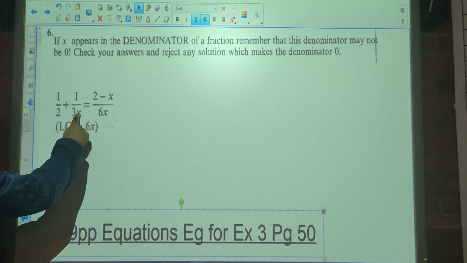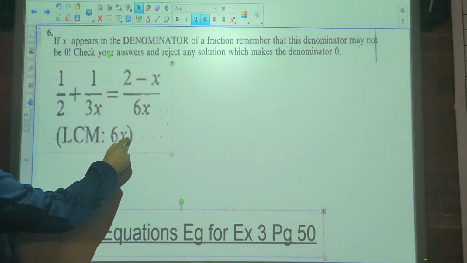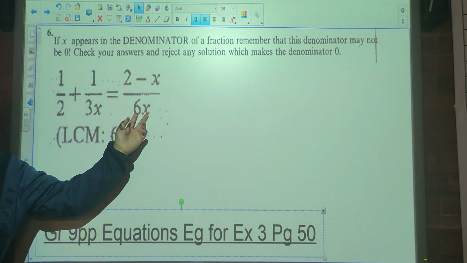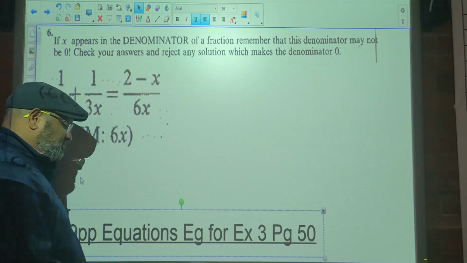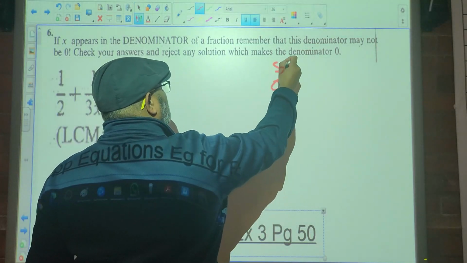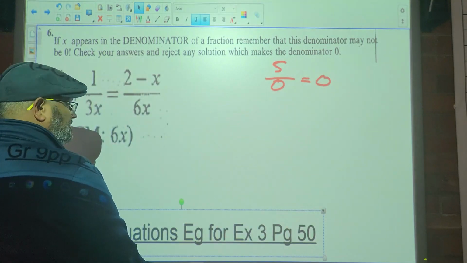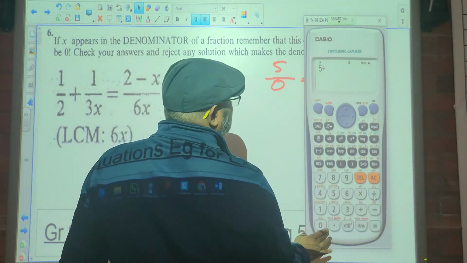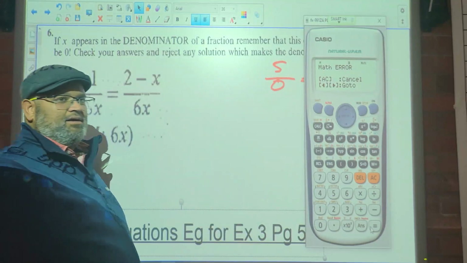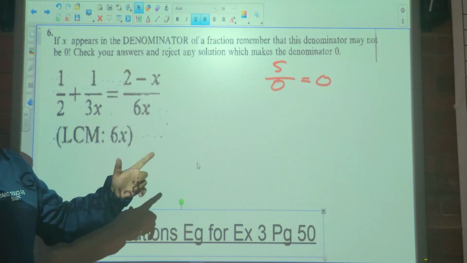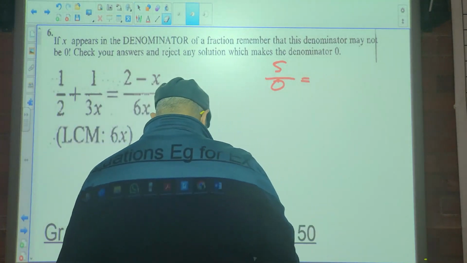Okay. Let's look at this one now, number 6. We have 1 over 2 plus 1 over 3x plus 2 minus x over 6x. People, if the denominator is 0, the sum will be 0, because he says 0. If you got 5 over 0, what is this? 0, she says. Okay, let's check. 5 over 0. Error. No solution. So that is not 0, it's actually undefined.